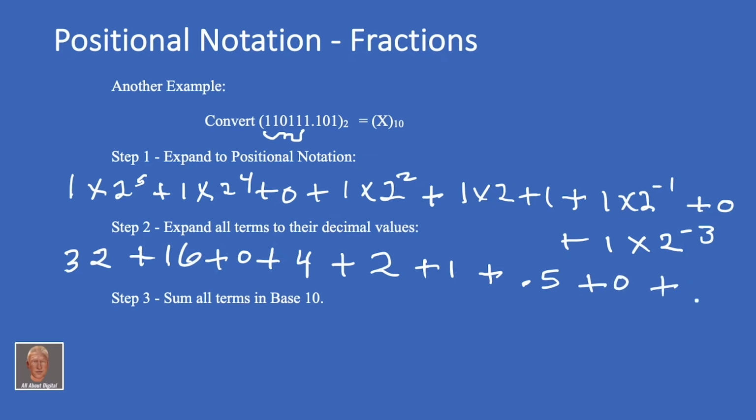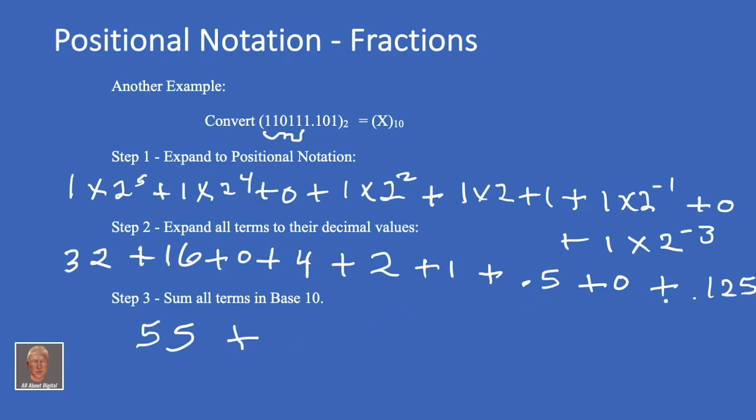Plus 2 to the minus 3 is 0.125. Okay, so let's sum all these up, and we'll get the integer portion first. 48 plus 7 is 55. So 32 plus 16 plus 4 plus 2 plus 1 is 55.